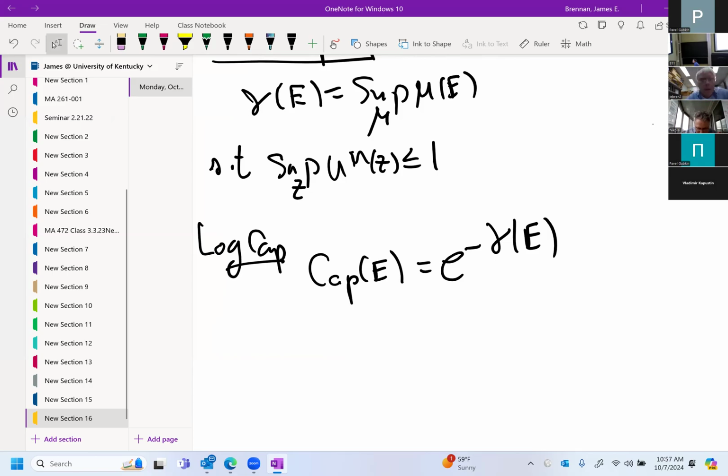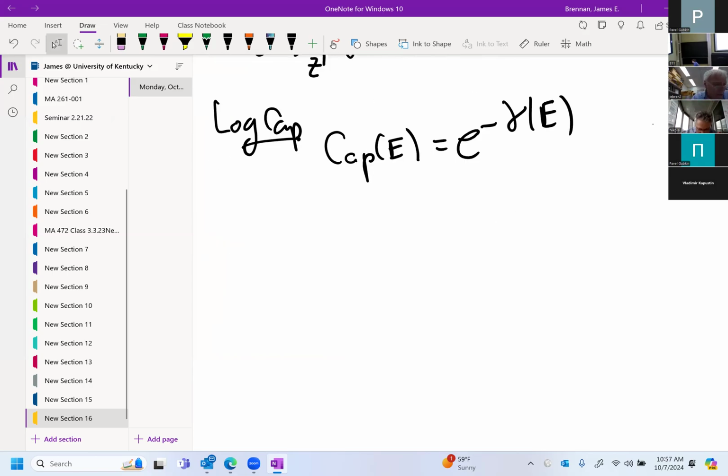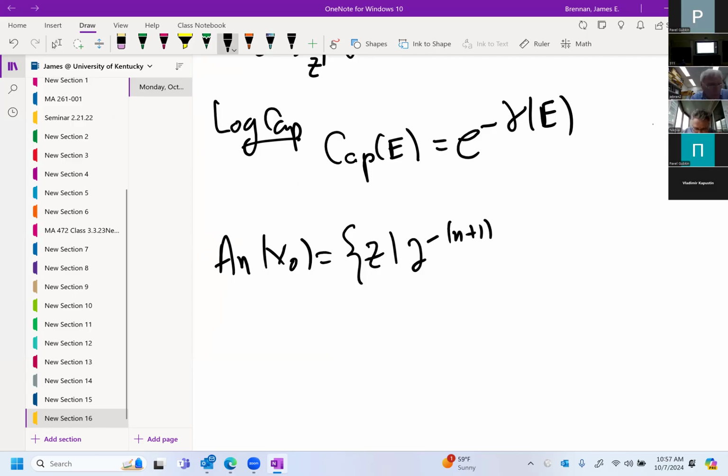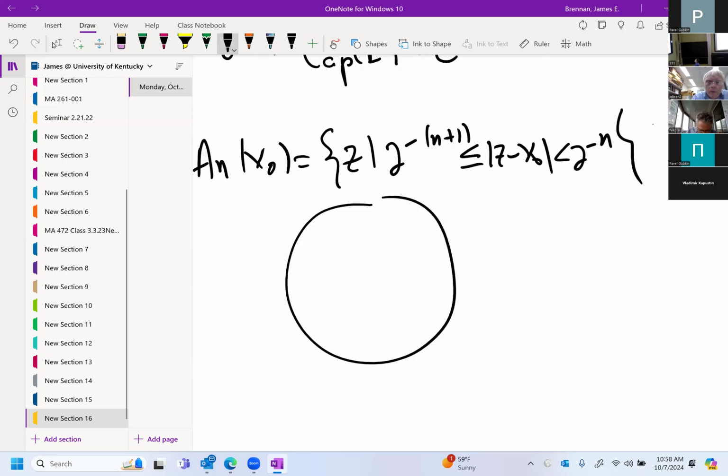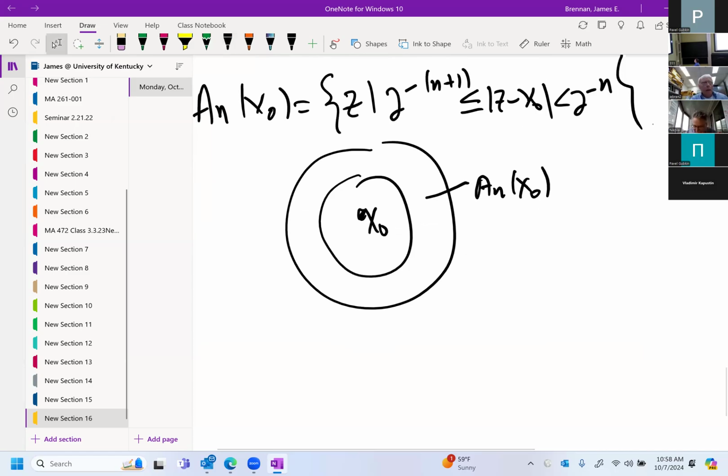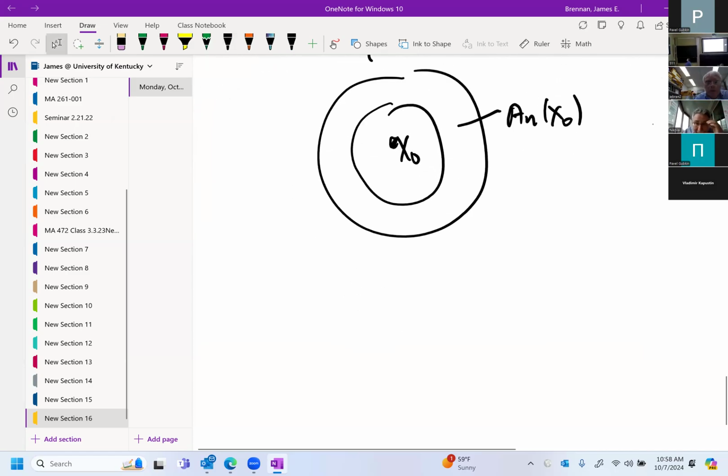And I'm just going to mention two things here because it gets used. Let A n of x naught be the standard kind of thing you see, the set of z such that 2 to the minus n plus 1 is less than or equal to absolute value of z minus x naught, less than 2 to the minus n. So it's one of these standard annulus.